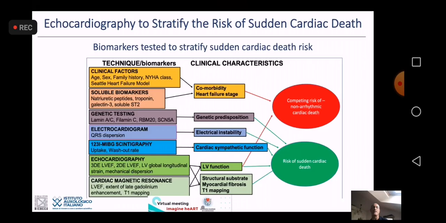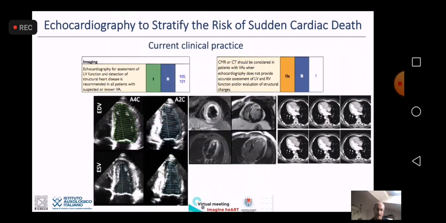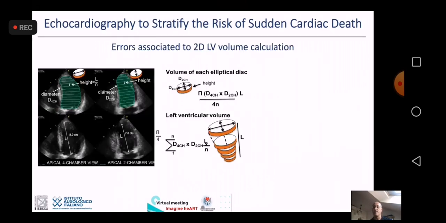But the main thing is echocardiography, and I will concentrate my talk on echocardiography also for the sake of time. And we know that the recommended technique to assess the ejection fraction is two-dimensional echocardiography, the biplane method of disc. And when the images are not good enough, or we have doubt on the correct assessment of left ventricular ejection fraction, CMR, and even CT, even if CT is very rarely used for this task, is also recommended by current guidelines.